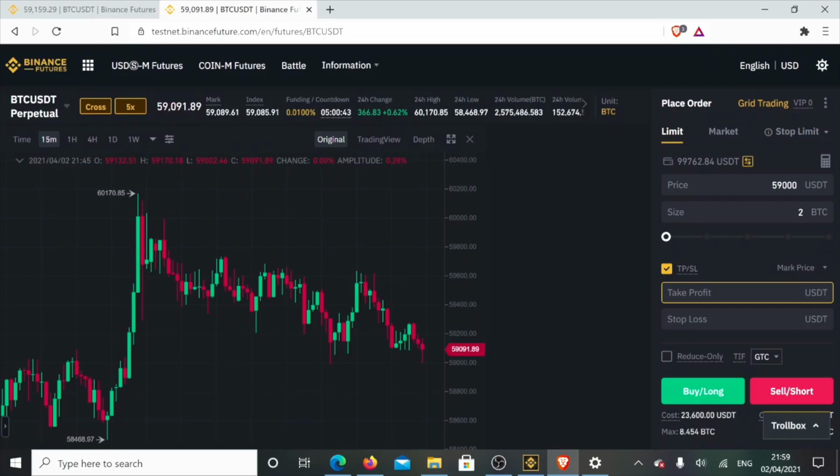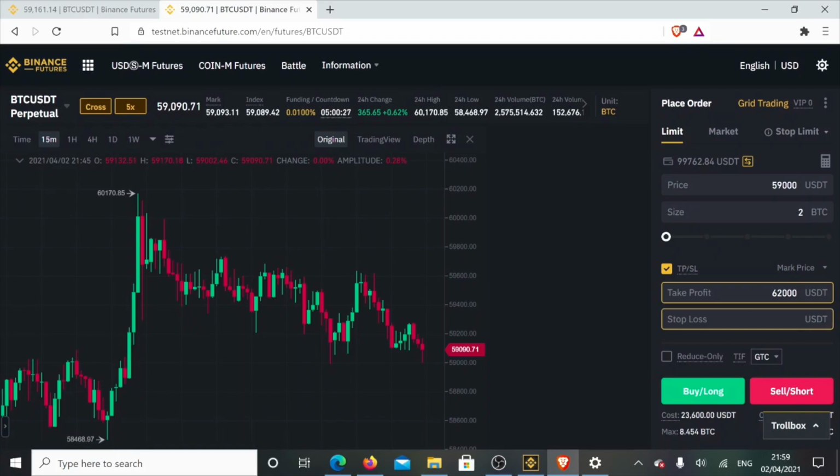You can just put 62,000. So whenever the price of Bitcoin reaches 62,000, even if you are not at home, if you're at work, automatically this trade will close.